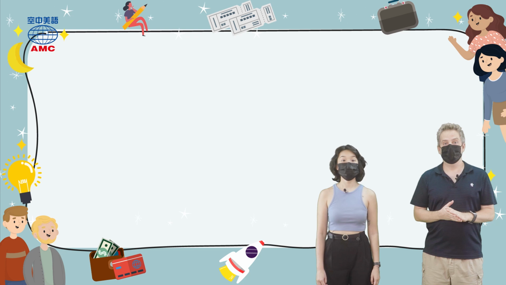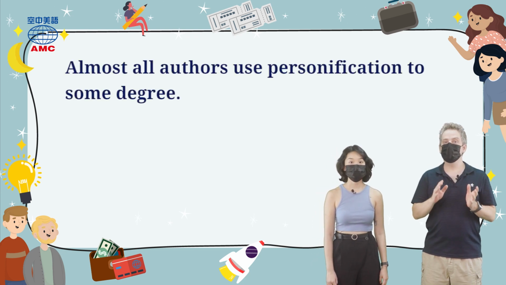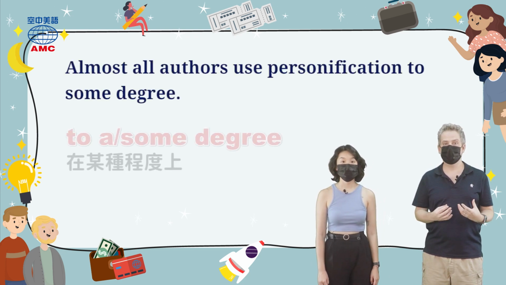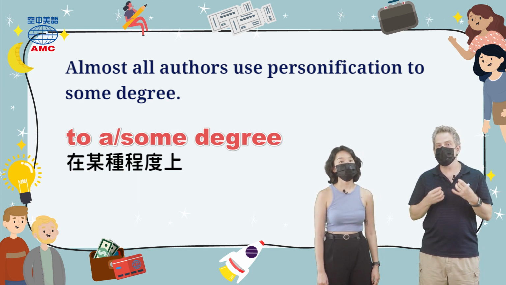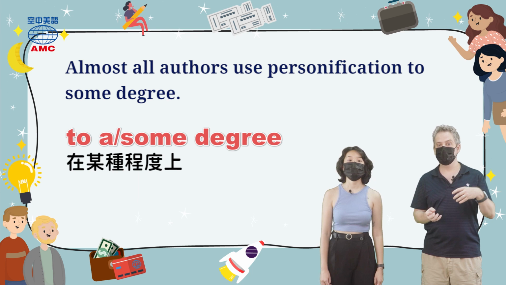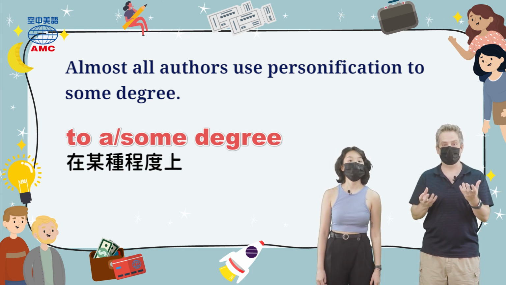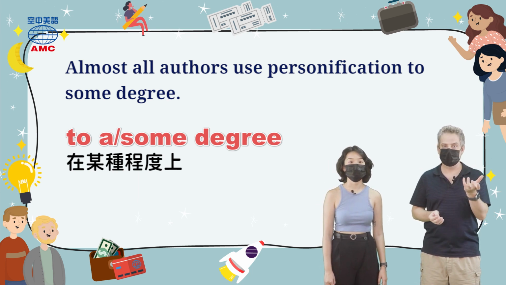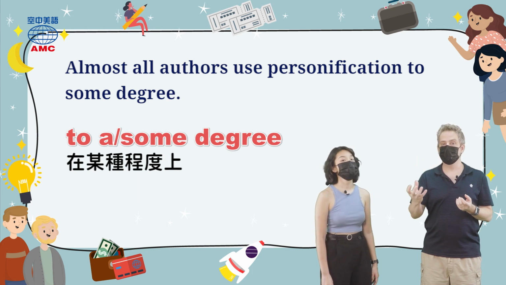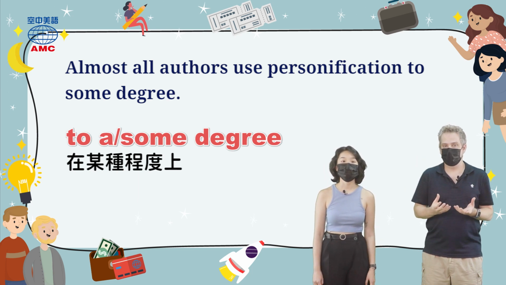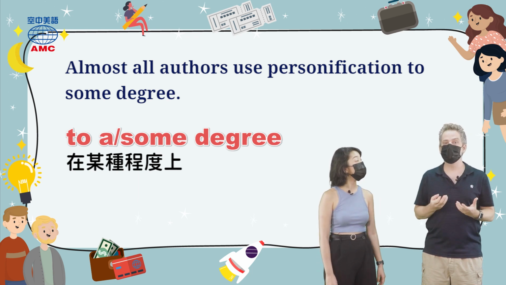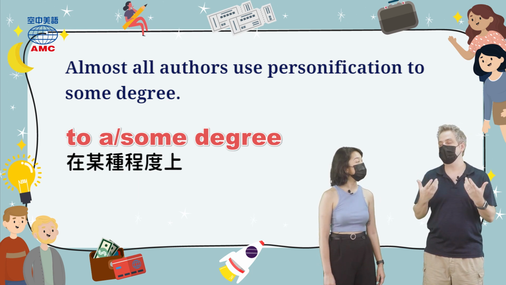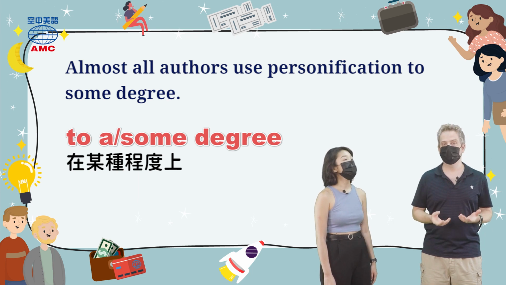So we start today by saying almost all authors use personification to some degree. The phrase to some degree means to a greater or lesser amount. Some writers use a little, some use a lot more, but pretty much any writer will use it at least a little bit. It's difficult not to say something like, oh, my heart sank, my mind raced, that kind of thing.